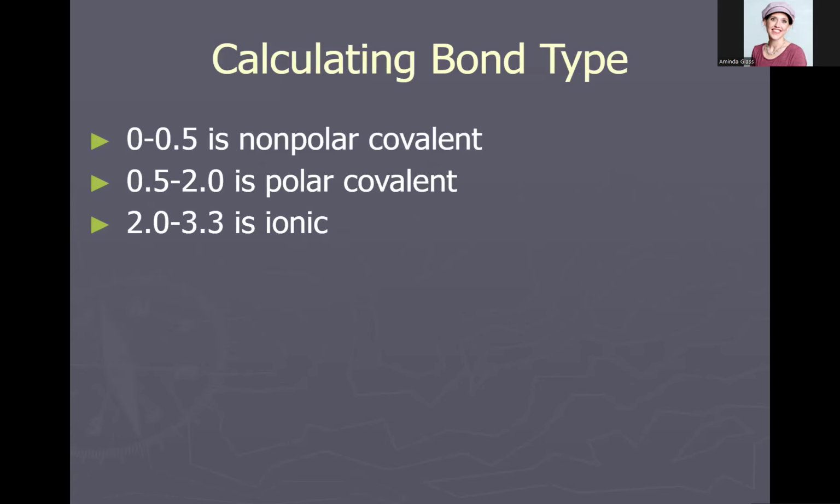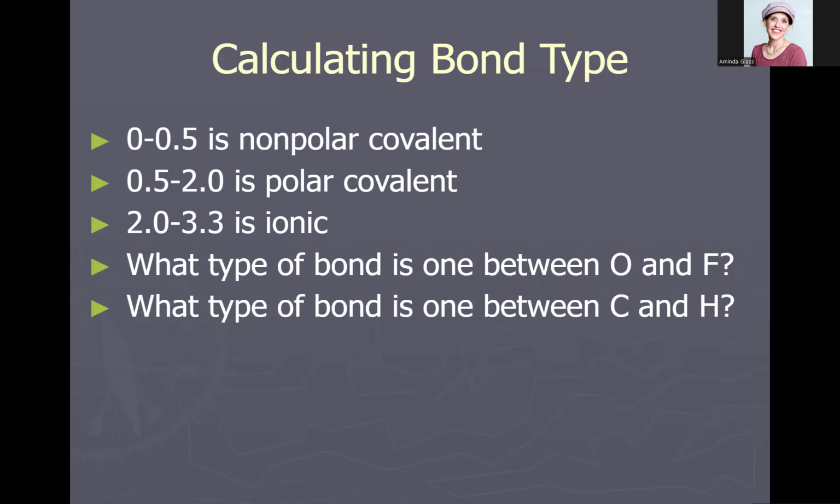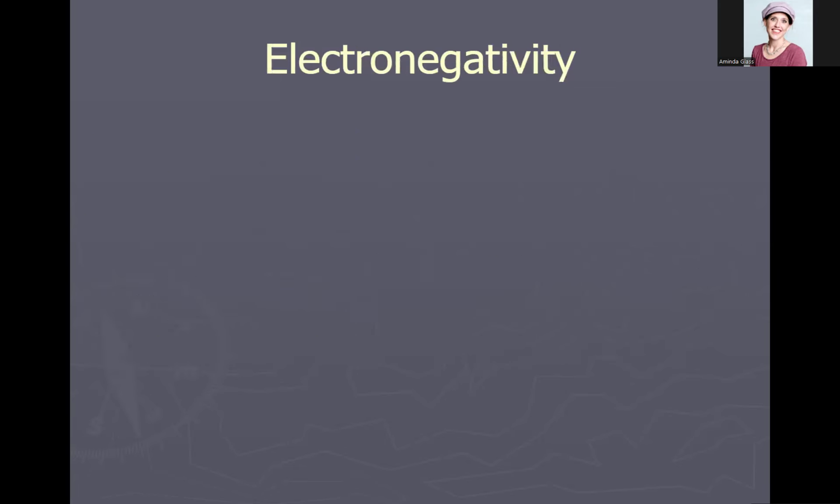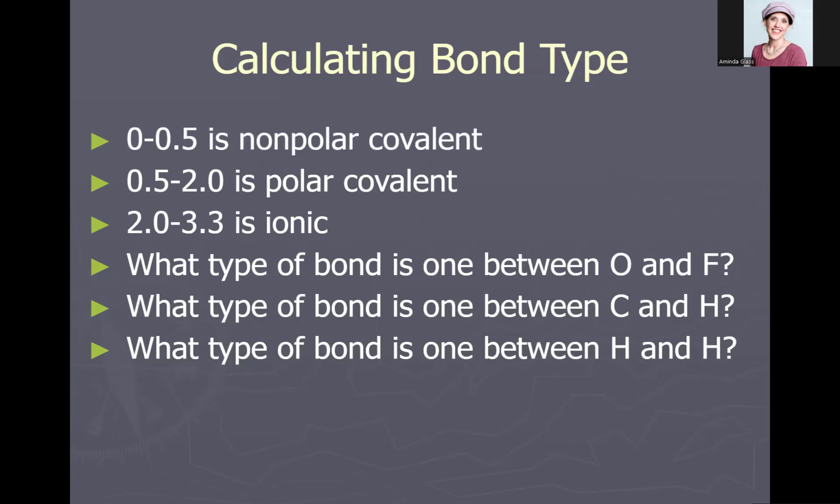So this is the same range that I gave you on the previous slide. And if we look, we want to know what type of bond is one between oxygen and fluorine. What type of bond is one between carbon and hydrogen? What type of bond is one between hydrogen and hydrogen? We'd have to look up the values and determine what it falls in right here.